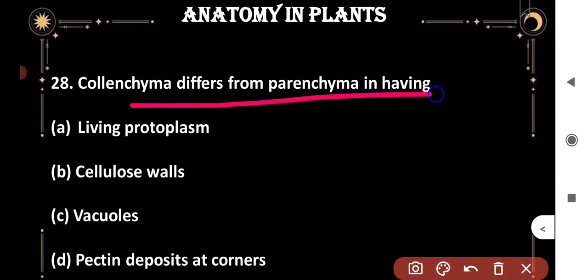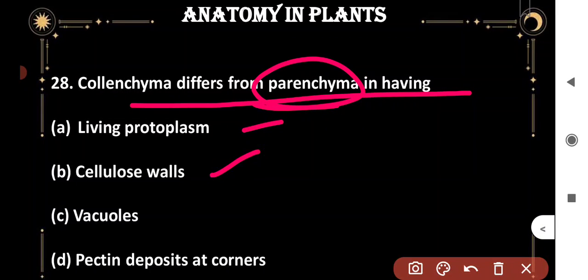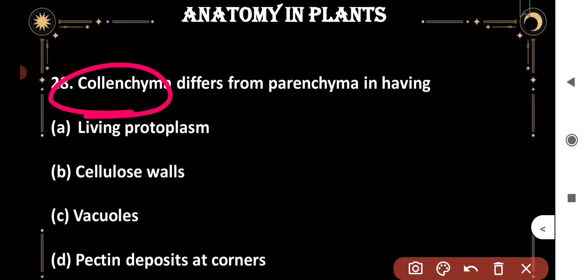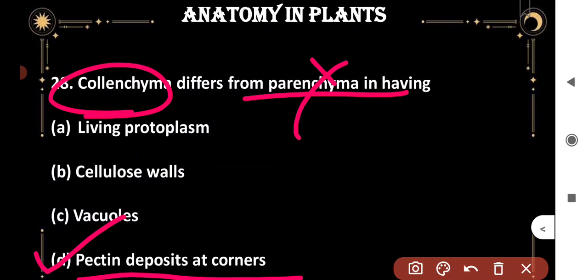Collenchyma differs from parenchyma in having what? Living protoplast: both are living, so both have living protoplast. Cellulose walls: both have cellulose walls. Vacuoles, yes. Pectin deposits at the corners are the only characteristic feature of collenchyma, not parenchyma. So the fourth option is correct.